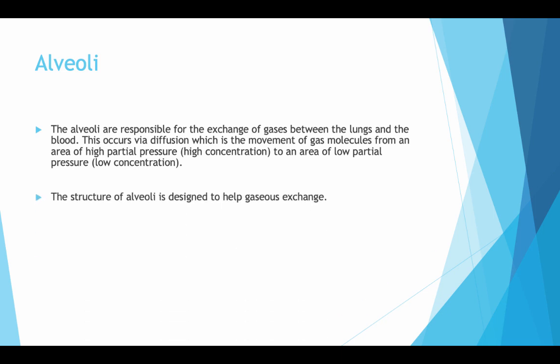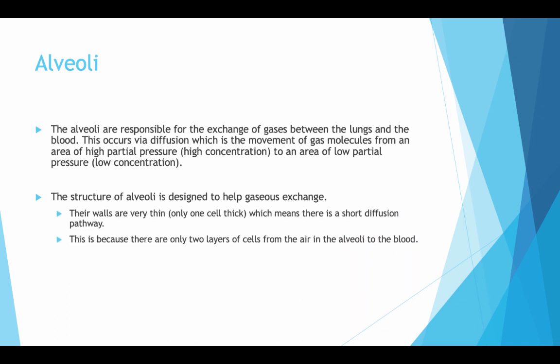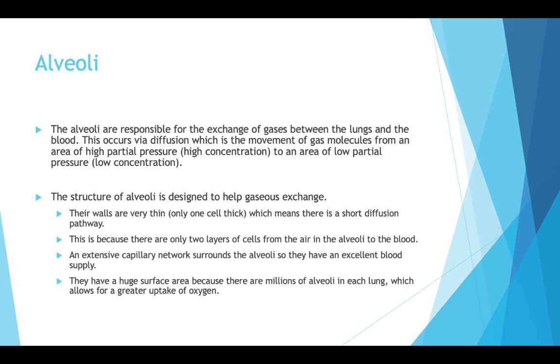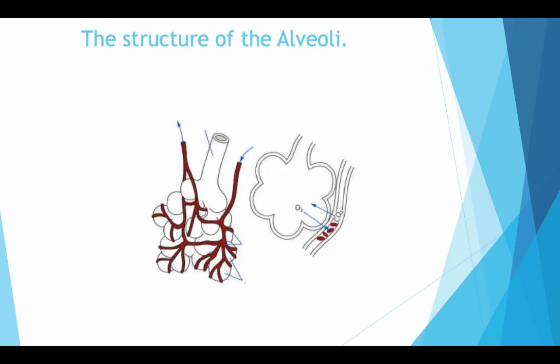The structure of the alveoli is designed to help gaseous exchange. Their walls are very thin, which means that they are a short diffusion pathway. This is because there are two layers of cells from the air in the alveoli to the blood. An extensive capillary network surrounds the alveoli so they have an excellent blood supply. They have a huge surface area because there are millions of alveoli in each lung, which allows for greater intake of oxygen.